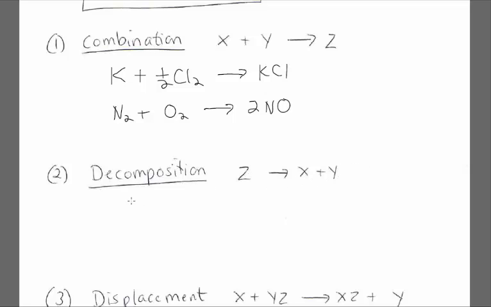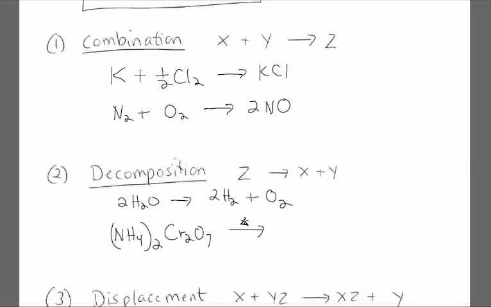It may be more than two, but it falls apart. So examples of that would be water forming its elements, hydrogen and oxygen. Another one is the ammonium dichromate reaction, which we have seen before. Okay, there's ammonium dichromate, and with a little bit of heat, it breaks apart into chromium 3 oxide and water and nitrogen gas. So this is a single compound that falls apart into some other pieces.